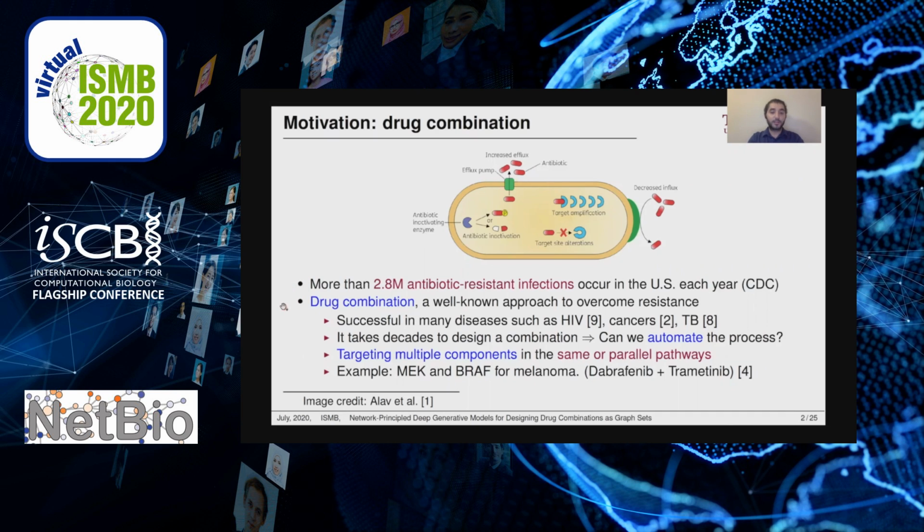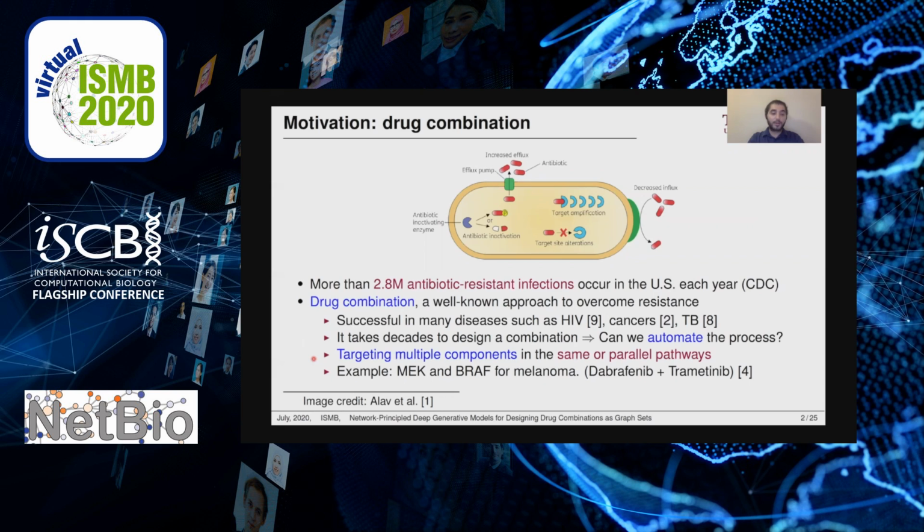Drug combination is a well-known approach to overcome drug resistance. It has been successful in many cases such as HIV, cancers, and TB. But the problem is that it takes decades to design a successful drug combination. The main question in drug discovery is how can we automate the process?